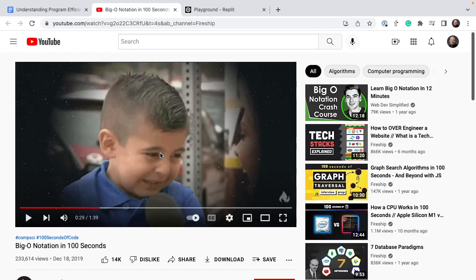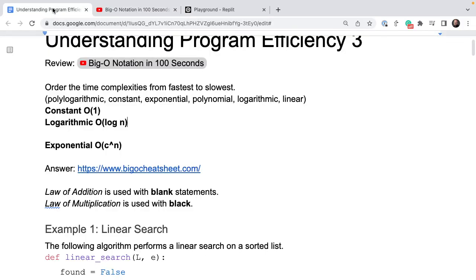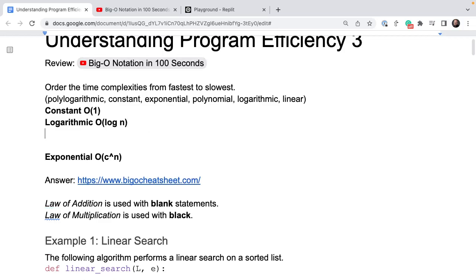So if you were looking at base 10, to go from 6 to 7, you would have to go from 100,000 to 1,000,000. You would have to increase by 900,000 just to increase a logarithmic function by 1 unit. They're very slow growing functions. So again, that is why logarithmic is next.